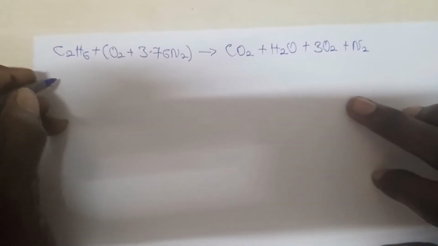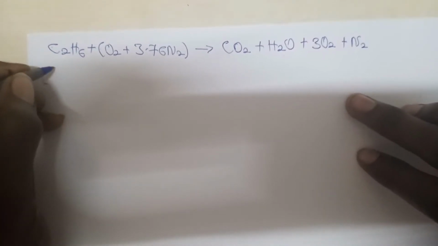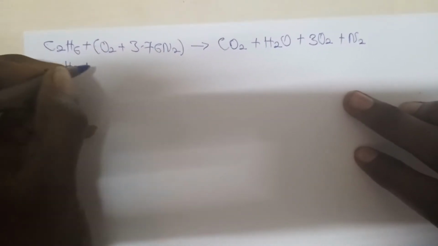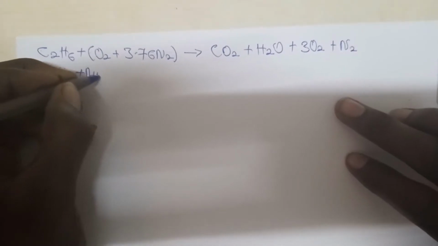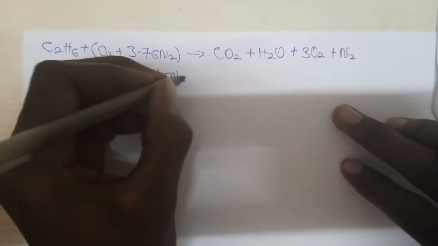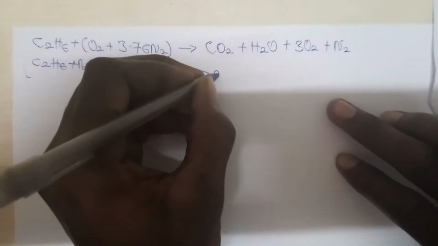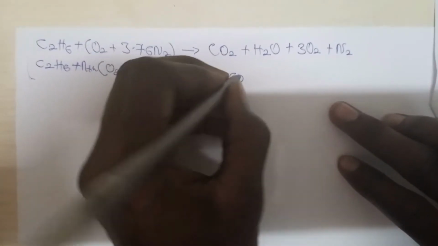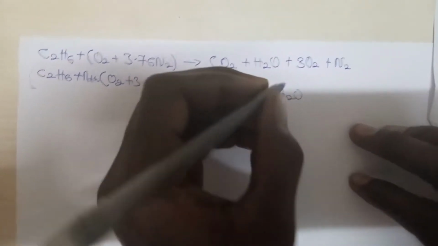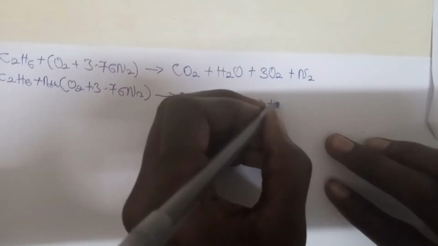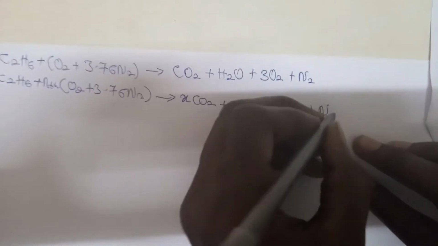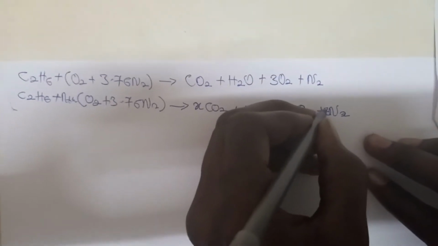So now, to balance the chemical equation, we have to represent the values with a variable, any variable. C2H6 plus NO2 plus 3.76 N2. Let's make this place X CO2 plus Y H2O plus 3 O2 plus Z N2. Let's make this place Z.